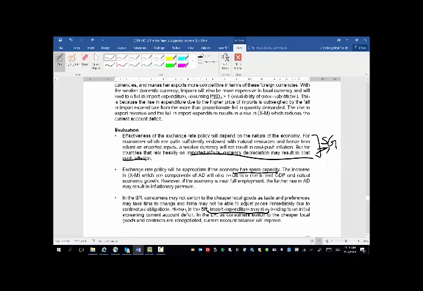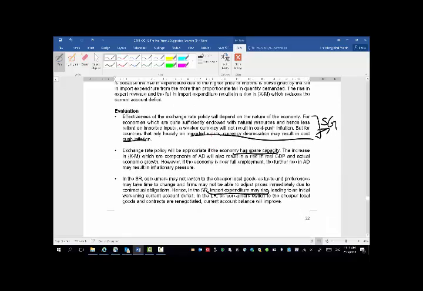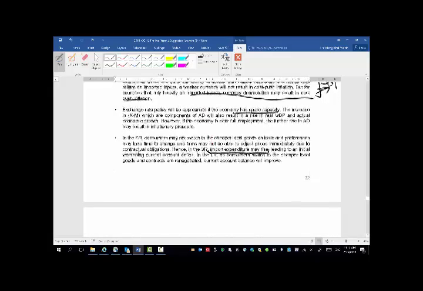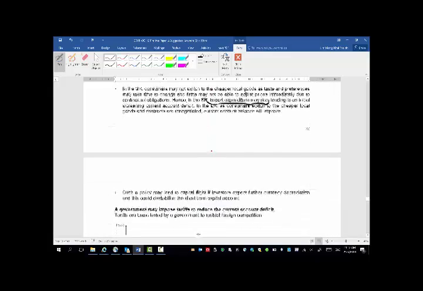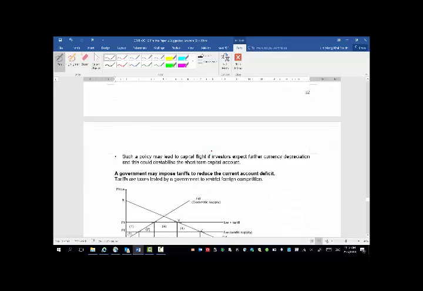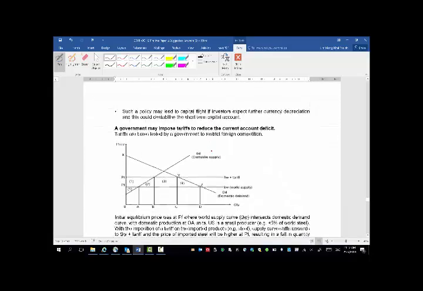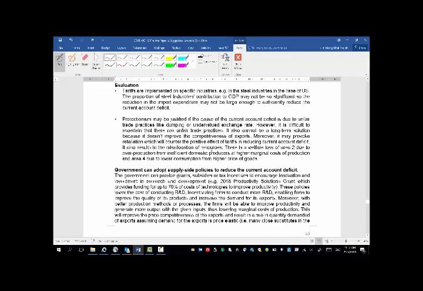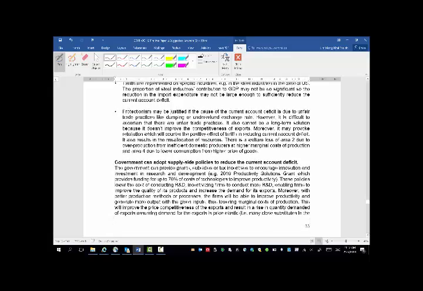So is it really appropriate or not? That's another question. Okay, and depreciation might lead to capital flight, if they expect further depreciation. All right, this part here is on tariff protectionism. Tariff diagram, I think you all haven't learned, right? Yeah, so I skip this. I move on to supply side.